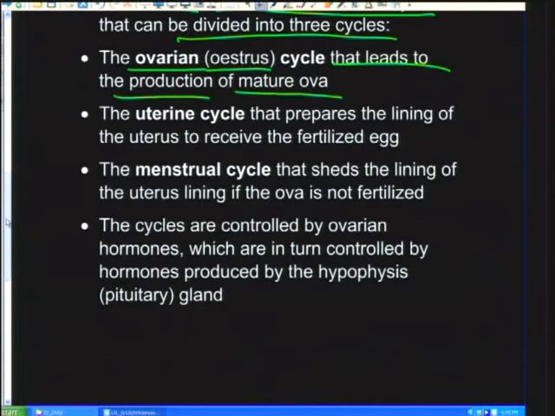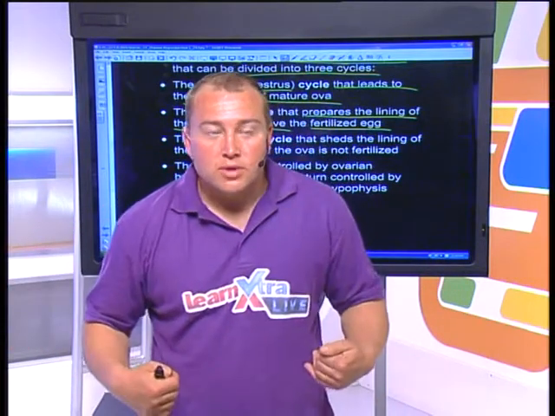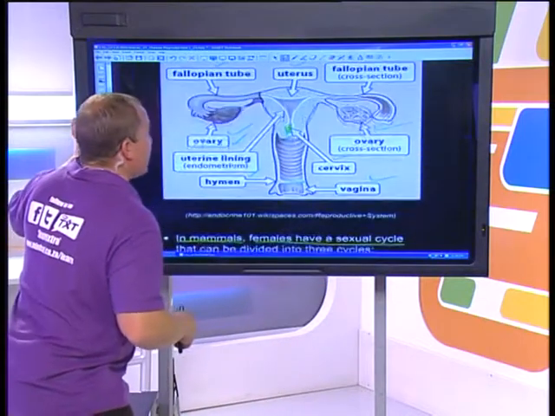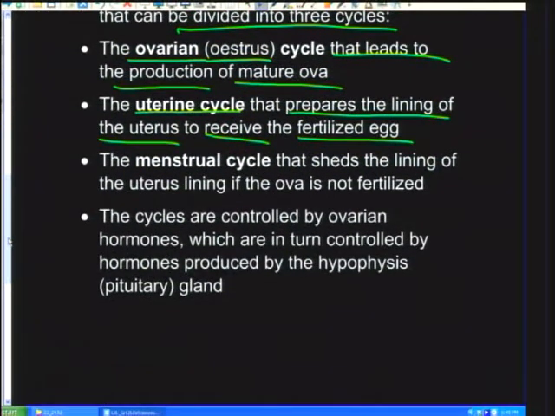Next cycle, the uterine cycle. It's the preparation of the lining of the uterus to receive a fertilized egg. In other words, that is packing blood against the wall of the uterus. Remember what the uterus is? There it is, it's packing blood over here. There it is, the endometrium. This whole piece here, that's the blood being packed. That's the second cycle.